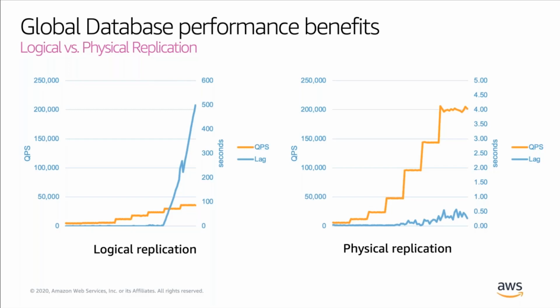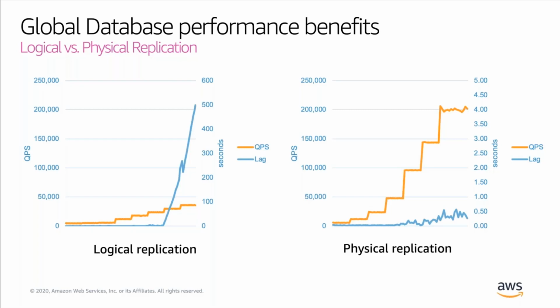In fact, the lag goes to minutes, maybe even 5 minutes or 10 minutes. On the right-hand side, you see the physical replication approach used by Aurora Global Database. And again, we show the lag with the blue line and the write QPS with the orange line.